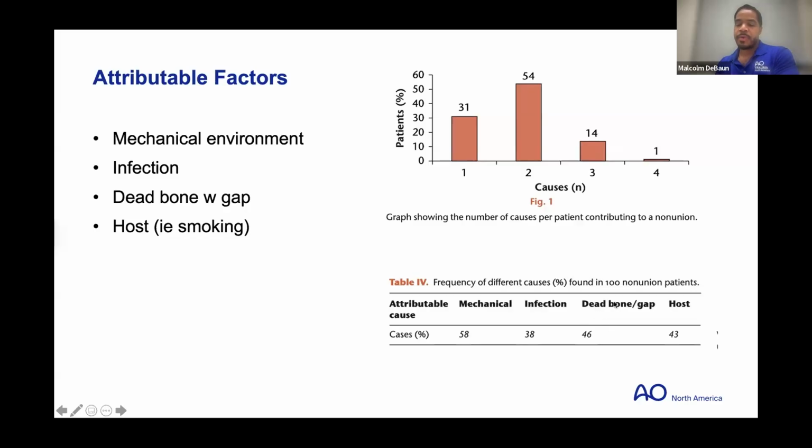So having compromised local bone biology was a significant causative factor, as well as a compromised host. So somebody that had habits related to smoking or was using NSAIDs, things like that. And then last but not least was also infection. So interestingly, on the top right, they looked at the percent of patients that had multiple factors contributing to their non-union. And it turns out the majority of patients that had a non-union had multiple issues, right? Not just one issue, but multiple issues that were attributable to their treatment failure.